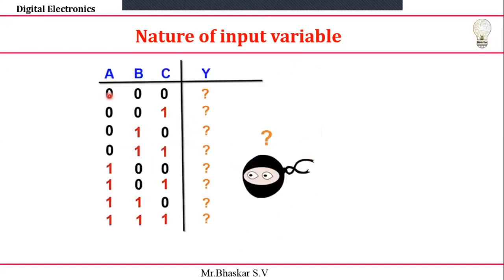So here 4 zeros, 4 ones, 0 0 1 1, 0 0 1 1. Okay, next it is 0 1 0 1 0 1 0 1. The next question: this is my input variable and input combinations. Once you have the input combination, the next question that arises in our mind is, how to get my output.